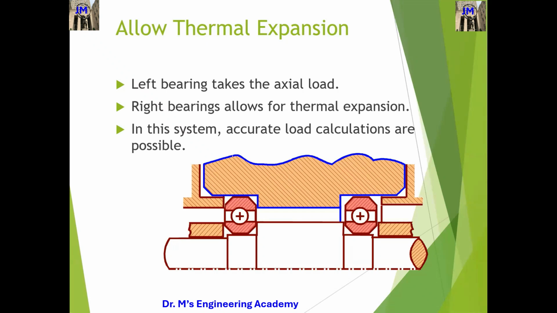The red areas are those for the thermal expansion. You can see here, okay? I have some clearance to allow it to expand. So in this system, accurate load calculations are possible. Questions regarding this one? This bearing does not have clearance, so as a result, this one can carry the axial load. But here we allow for thermal expansion, so we have some clearance here. So this is our shaft.